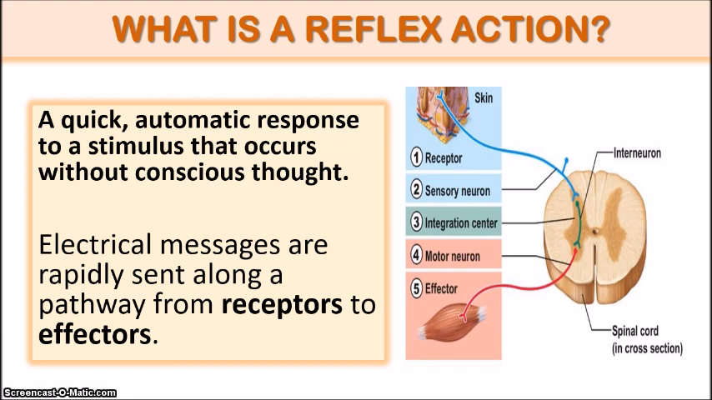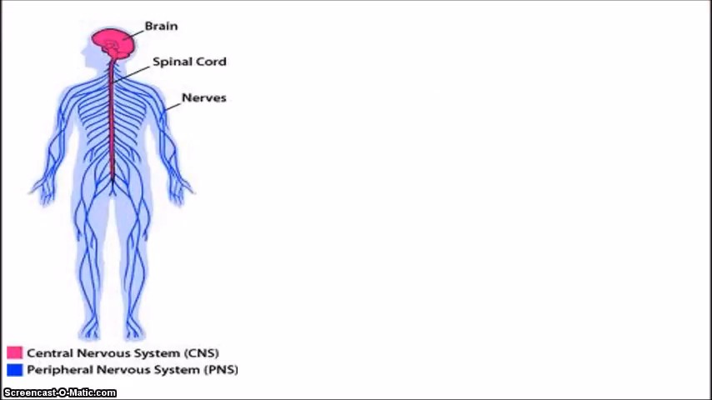Now before you can get an understanding of reflex actions, let's look at the basic overview of the nervous system. After all, this is the communication system in the body in which the messages will be sent throughout the body. So the brain and the spinal cord make up the central nervous system. This is the central coordinating part of the nervous system that is going to control and integrate all the messages that will be sent throughout the body.